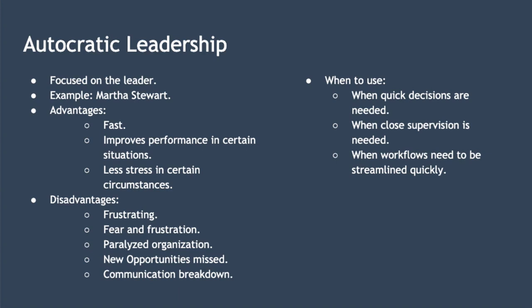So the autocrat will issue directives to be followed, and the activities performed as a result of these directives will be closely followed. And it can also work well when workflows need to be streamlined quickly. So autocratic leadership works really well when things just need to get done. And this style enables subordinates to just get on with things without really worrying about the bigger picture.